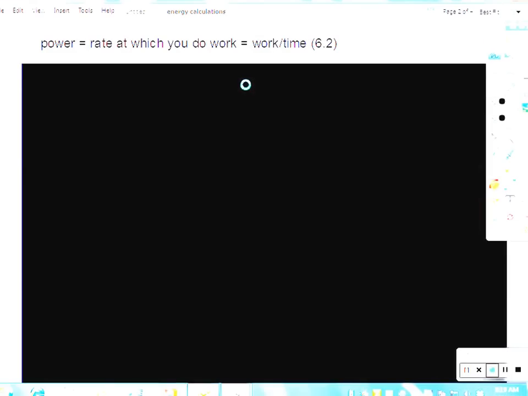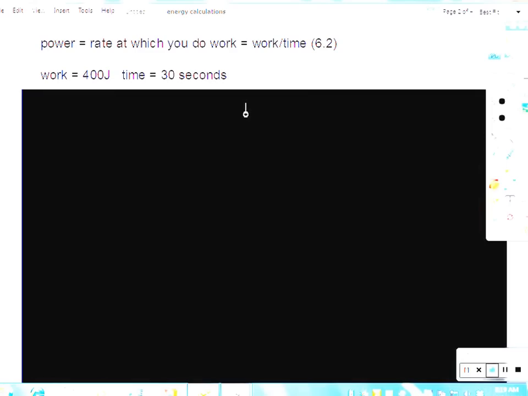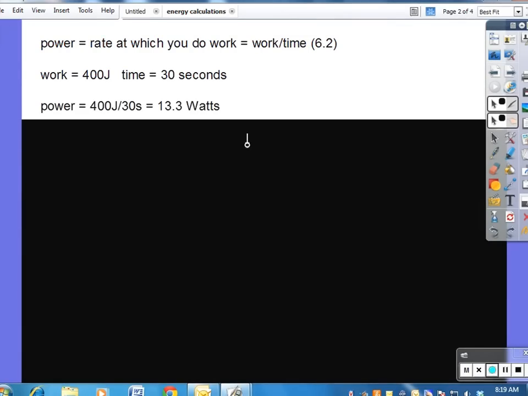The next concept we have is power, and that's Chapter 6, Section 2 in your book. Power is the rate at which you do work. So it's a rate, which means we would expect it to be something divided by time, and it's in fact work divided by time. So if you do 400 joules of work and you do that in 30 seconds, go ahead and calculate your power. Your power should be 400 joules divided by 30 seconds, which is 13.3 watts, and watts is the unit that we use for power.